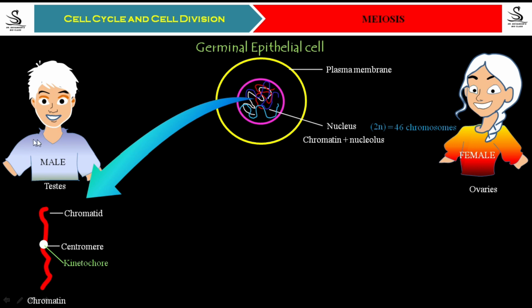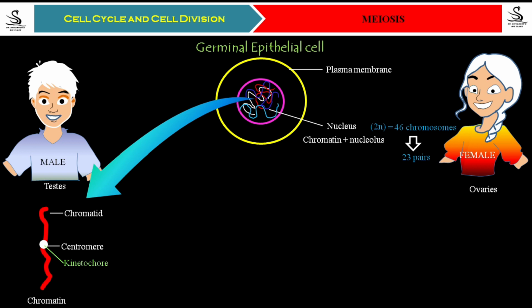Okay, my question right now: this particular boy has 46 chromosomes in every cell. From where has he received them? Or take for example this girl. This girl also has a total of 46 chromosomes in every cell. From where has she received them? Of course, from the father and mother. You can observe here, 46, and usually we call it 23 pairs.